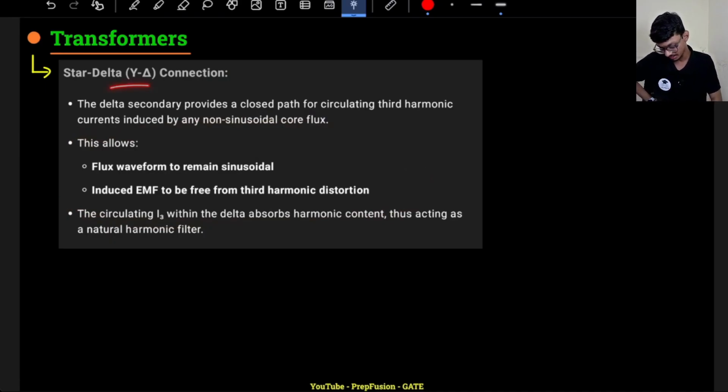So in star delta connection, the delta secondary provides a closed path for circulating third harmonic current induced by a non-sinusoidal core flux. This allows the flux waveform to remain sinusoidal. It will oppose the non-sinusoidal component, keeping the induced EMF free from third harmonic distortion. So this delta acts as a natural harmonic filter. That is the advantage basically. I hope you have understood this basic point.